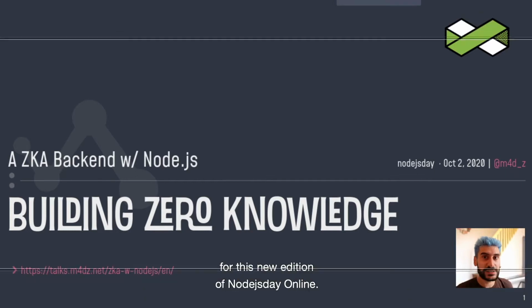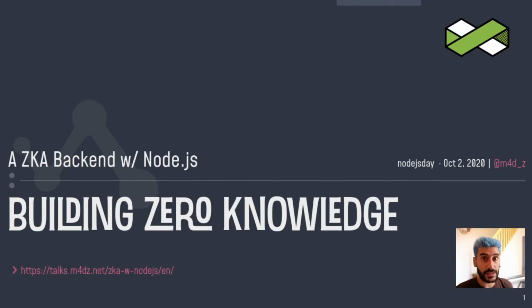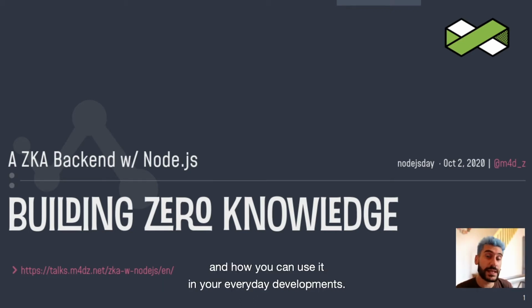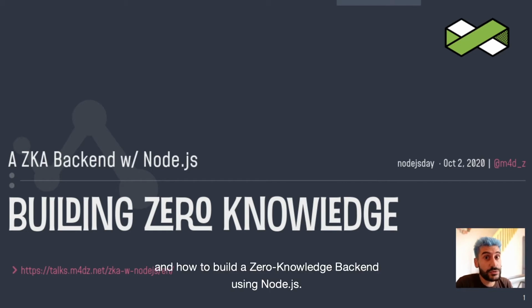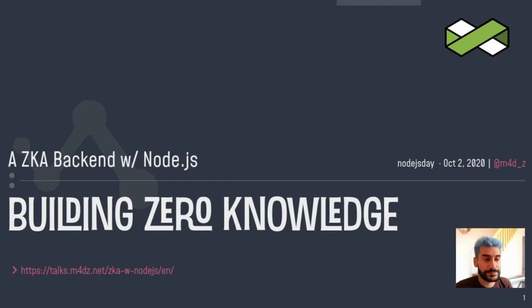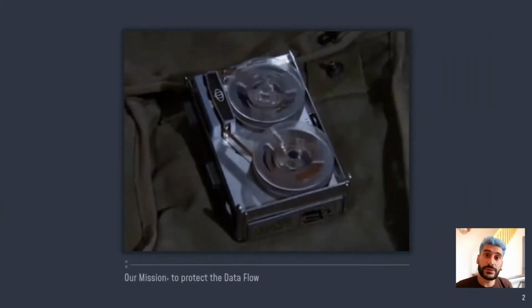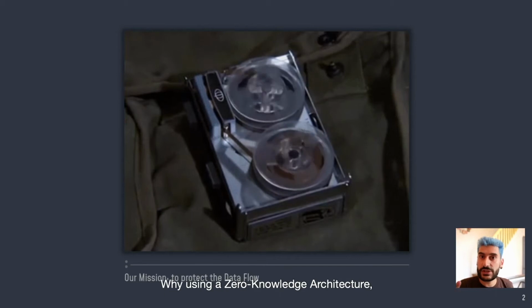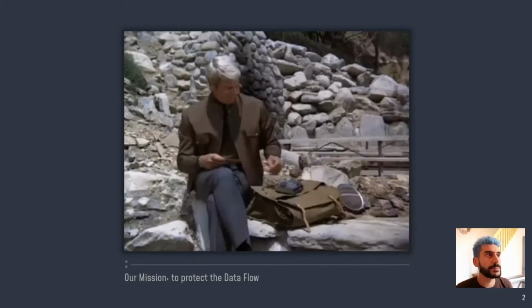Thanks for being here for this new edition of Node.js Online. We're going to have a quick talk about what a zero-knowledge architecture is and how you can use it in your everyday development. We're going to have a look at what zero-knowledge architecture is and how to build a zero-knowledge backend using Node.js. First things first, why use a zero-knowledge architecture and what is it?